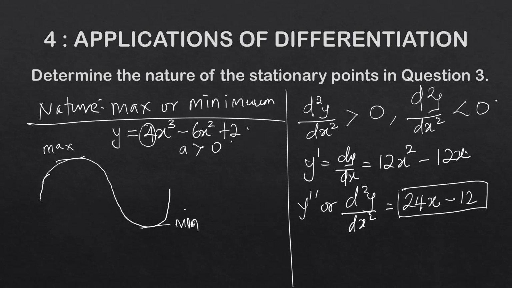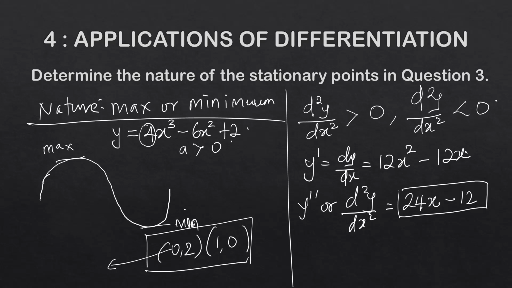Now, all we need to ask ourselves is, at what point? If we are going to choose our maximum point, remember we have chosen our points. The points we chose were 0, 2 and what? 1, 0. These are the points we have chosen. So let's choose the first point. The first point is 0 and 2.